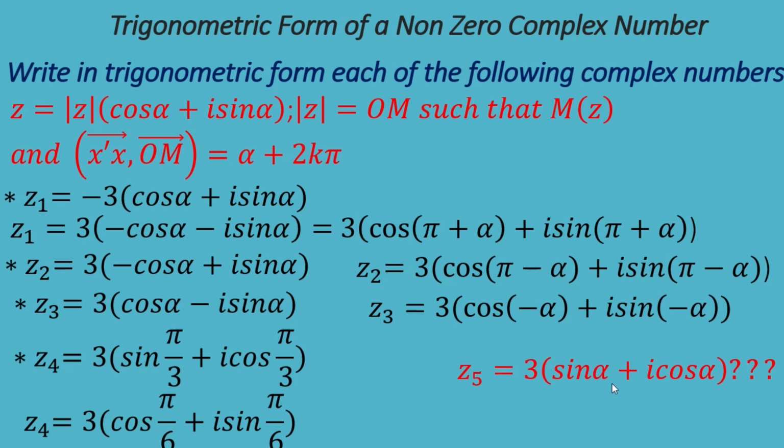z5 equals 3 (sine alpha plus i cosine alpha). Here we have sine alpha, not cosine alpha. So how to change sine alpha into cosine alpha? We should have a positive number times cosine of an angle plus i sine of the same angle. We will see. Follow me to see how to transform sine alpha into cosine alpha and cosine alpha into sine alpha.